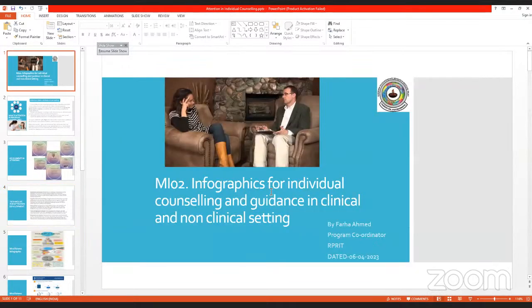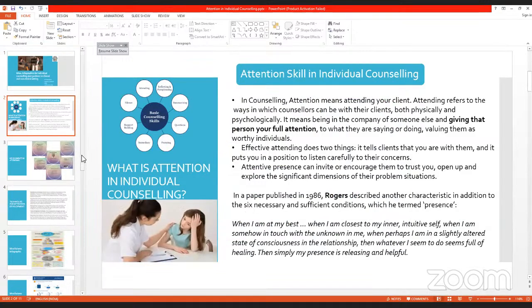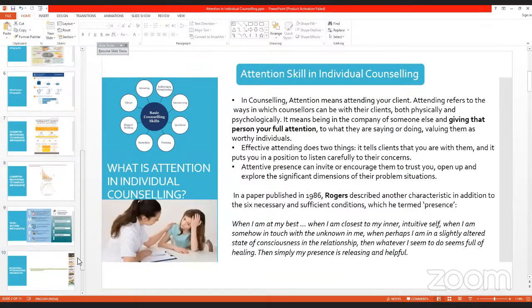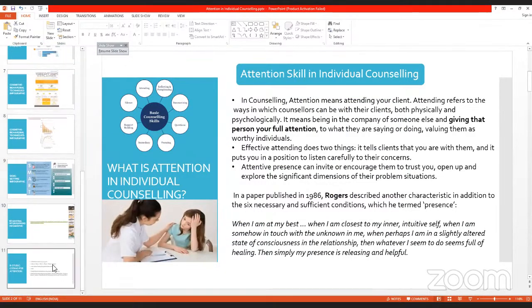And the module name is infographics for individual counseling, right? So this is all for today, and now we will do practical in RStudio. Please open your RStudio and we will see how it works.